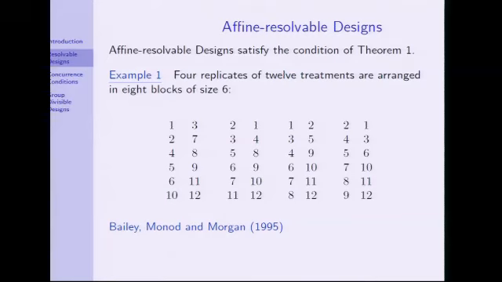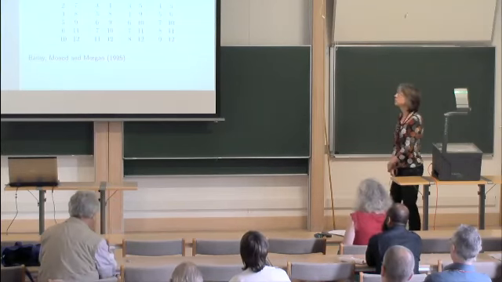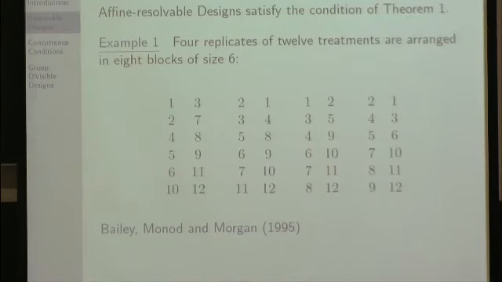Here I have the first replicate. I have 2 blocks of size 6, second replicate, third replicate, fourth replicate. By definition, a design is affine resolvable if you take any block and it will have the same number of treatments in common with every block in different replicates. So the first block in the first replicate has got 3 treatments in common with all the blocks in the second, third and fourth replicates.